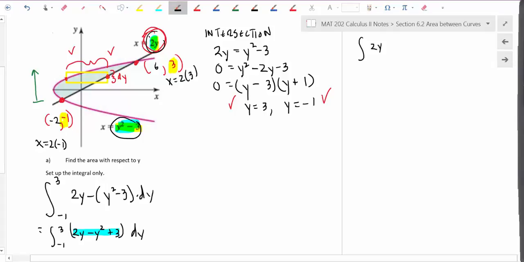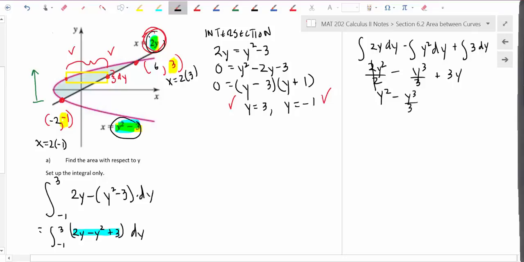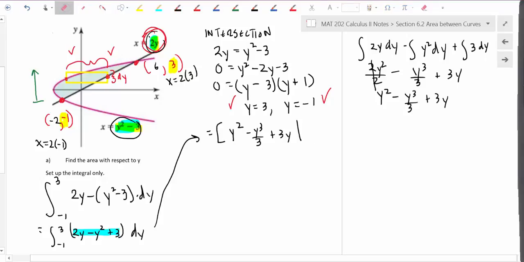What we're really doing is the integral of 2y dy minus the integral of y squared dy plus the integral of 3 dy. This one's going to be 2y squared over 2. This one is going to be y to the third over 3. And that one's going to be 3y, applying the power rule for the integral. So our antiderivative is y squared minus y to the third over 3 plus 3y. So that's what we're going to evaluate with the rest of the problem. We're going to evaluate y squared minus y cubed over 3 plus 3y from negative 1 to 3.